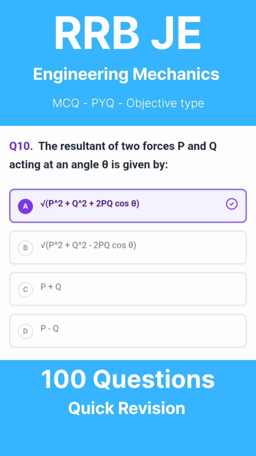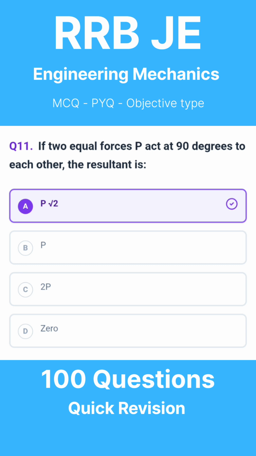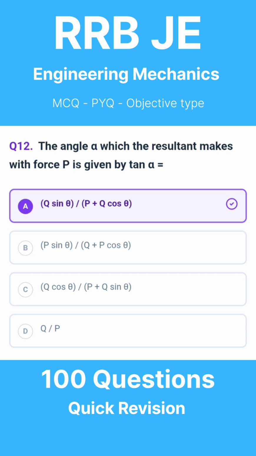Question 10. The resultant of two forces P and Q acting at an angle theta is given by. The correct answer is square root of P² plus Q² plus 2PQ cos theta. Question 11. If two equal forces P act at 90 degrees to each other, the resultant is. The correct answer is P square root of 2. Question 12. The angle alpha which the resultant makes with force P is given by tan alpha equals. The correct answer is Q sin theta divided by P plus Q cos theta.